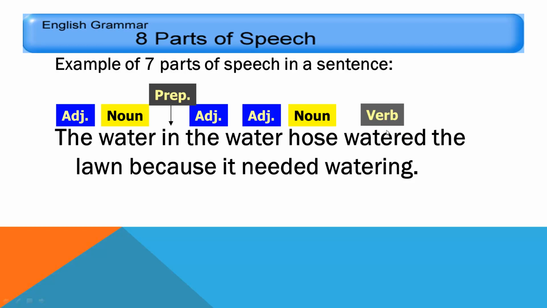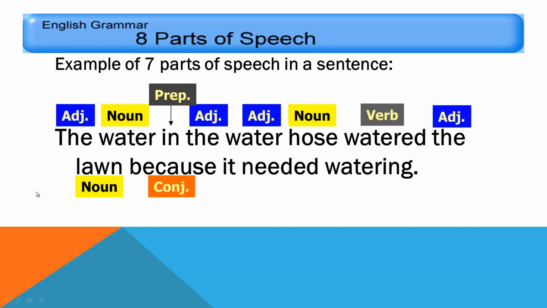The lawn is what's being watered. So again, lawn is going to act as a noun, and the is telling you which lawn we're talking about, the lawn rather than a lawn. So adjective, noun. This whole second part of the sentence, it needed watering, is being connected to this first part of the sentence, the water in the water hose watered the lawn. So that makes because a conjunction.